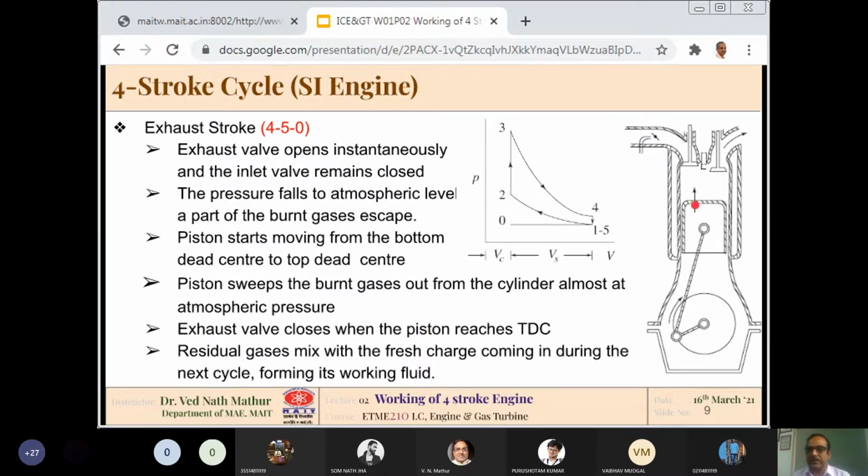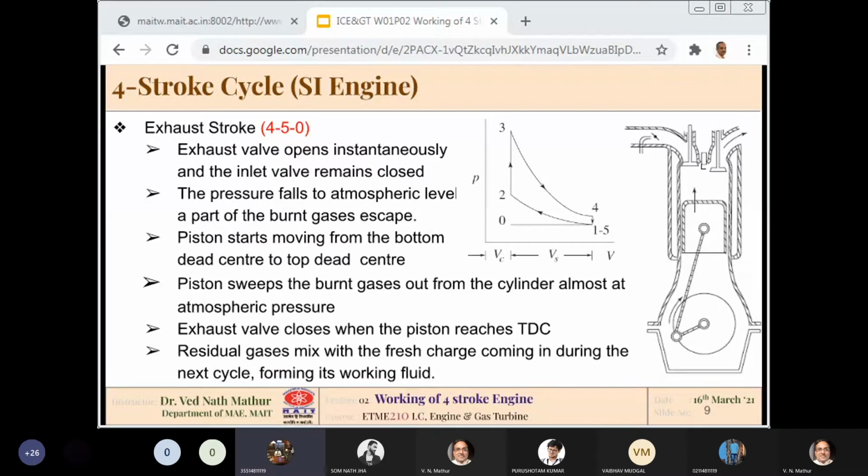What happens is, when the piston has reached the top dead center, now the inlet valve will open again for the next cycle. One cycle gets completed and now fresh charge enters. There are already burnt gases here in the clearance volume, so they get mixed with the fresh charge, and this mixture forms the fresh charge or the working fluid for the next cycle. So these are the workings of the 4 strokes in a 4-stroke SI engine.